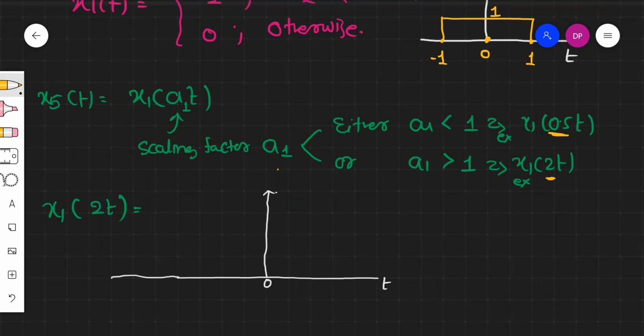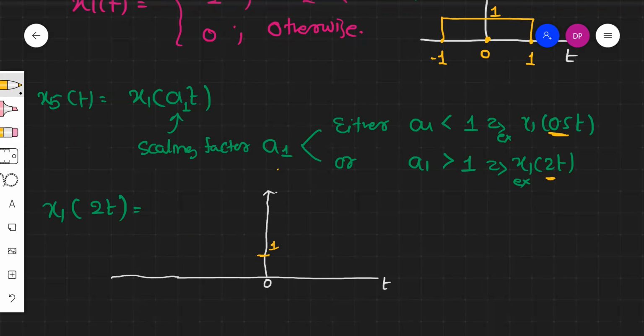Can someone say what will be the time duration between which the signal will exist? Anyway, the amplitude will be 1 throughout. What will be the time value on the positive side of t? 2. So we are telling it's from -2 to 2. Is it? Yes, sir. So let's check.